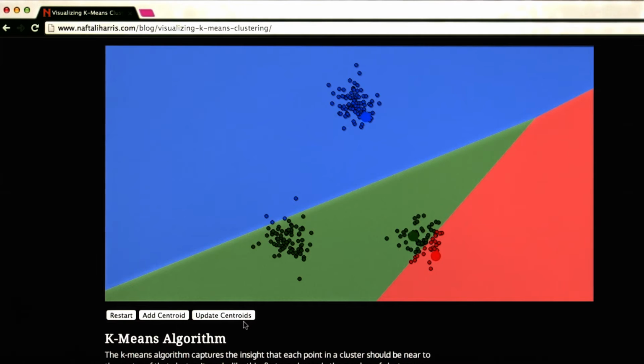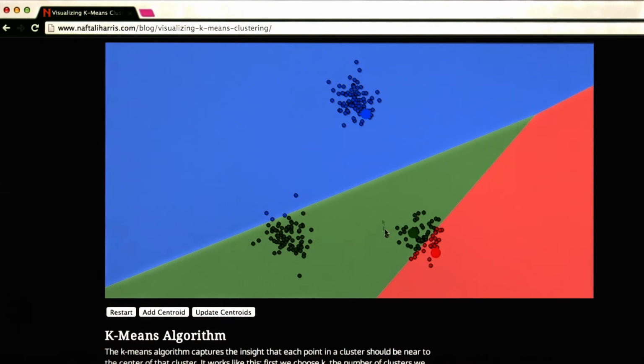And then the next thing that I'll do is I'm going to update the centroids. So now this is going to move the centroids to the mean of all of the associated points. So in particular, I expect this green point to be pulled over to the right by the fact that we have so many points over here. So let's update. Now this is starting to look much better.